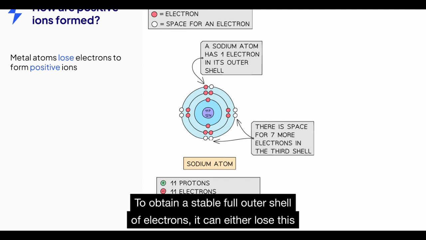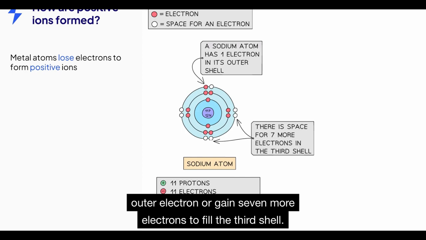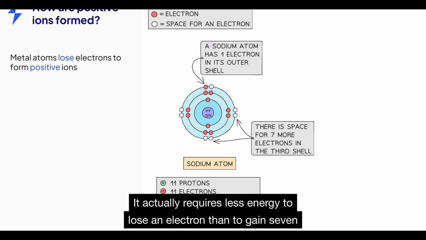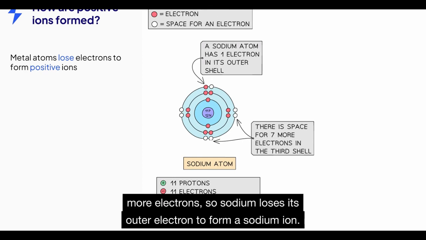To obtain a stable full outer shell of electrons, it can either lose this outer electron or gain 7 more electrons to fill the third shell. It actually requires less energy to lose an electron than to gain 7 more electrons. So sodium loses its outer electron to form a sodium ion.